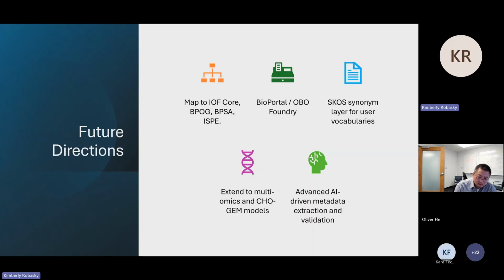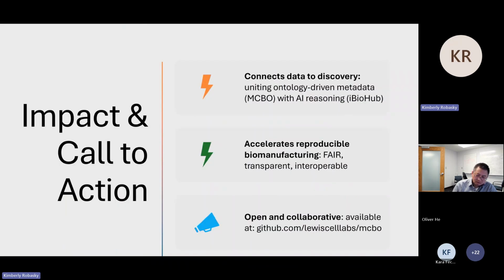We'll also expand into multi-omics integration, including proteomics, metabolomics, and introduce semantic links to CHO genome scale models. This will allow queries that connect cultivation conditions with metabolic flux predictions, and that's going to enable digital twin and AI simulation workflows. So that's really exciting. So all this leads naturally to other AI-enabled work, including what we already talked about, the AI-enhanced pipelines for metadata extraction and validation.